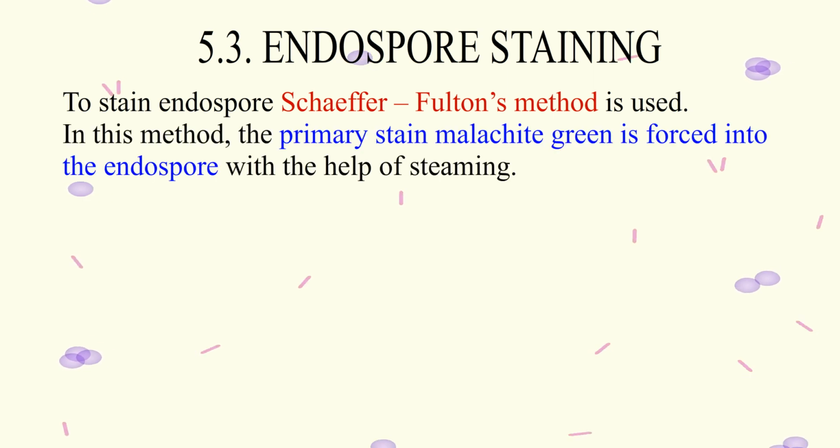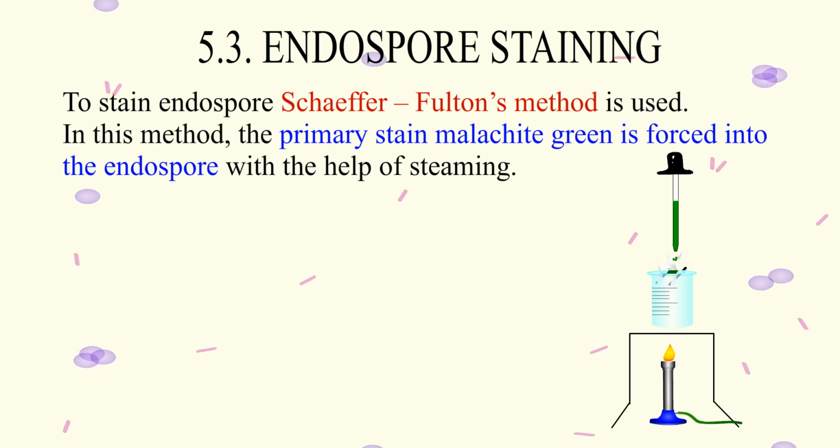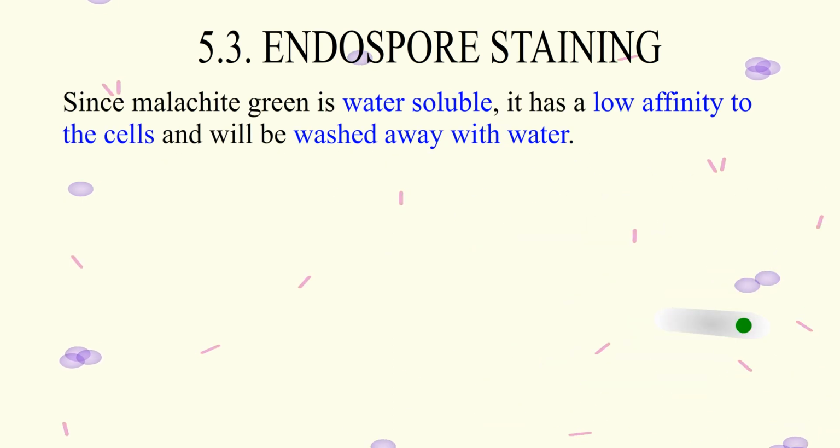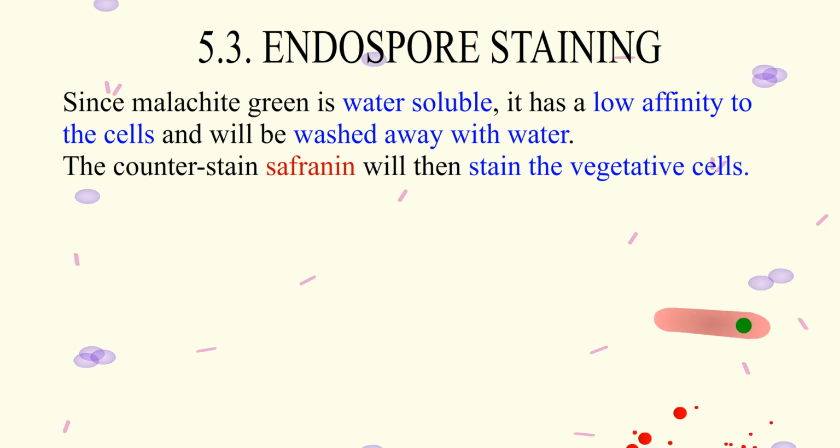In this method, the primary stain malachite green is forced into the endospore with the help of steaming. Since malachite green is water-soluble, it has a low affinity to the cells and will be washed away with water. The counter-stain safranine will then stain the vegetative cells.